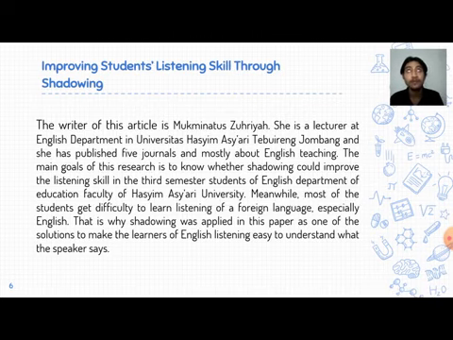Meanwhile, most students have difficulties learning listening as a foreign language, and that's why shadowing was applied in this paper as a solution to make English listening easy for learners to understand what the speaker says.